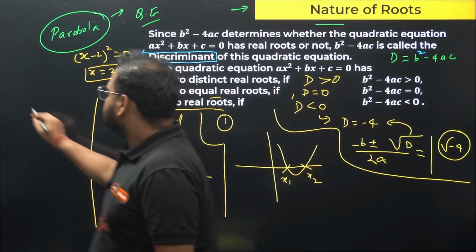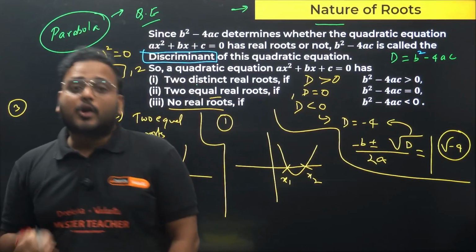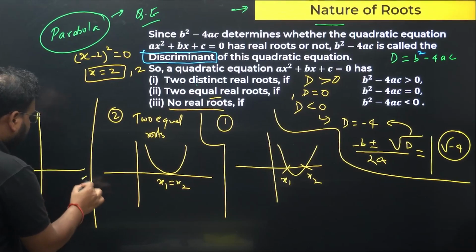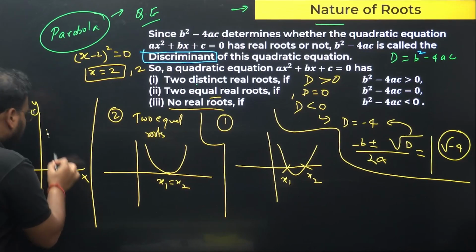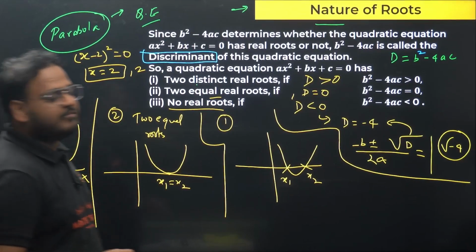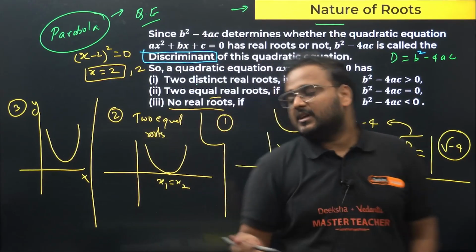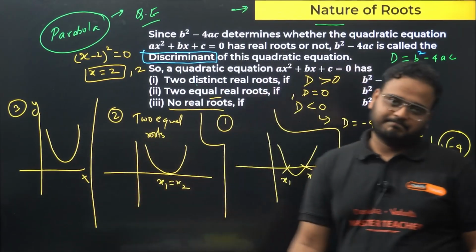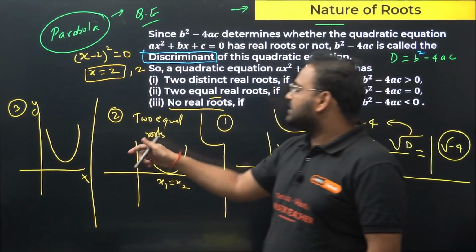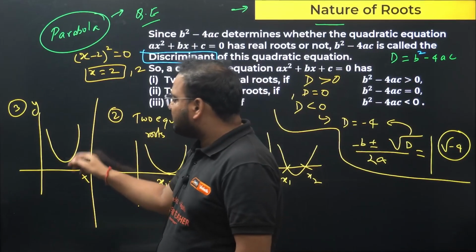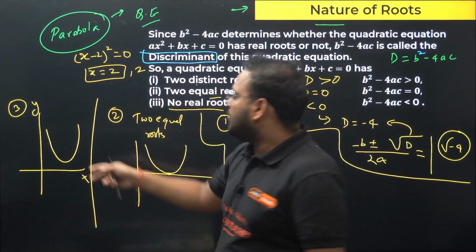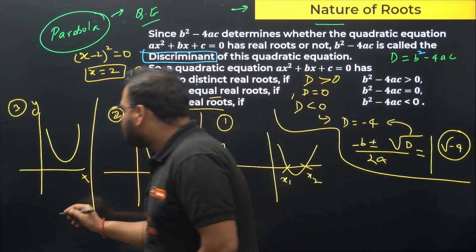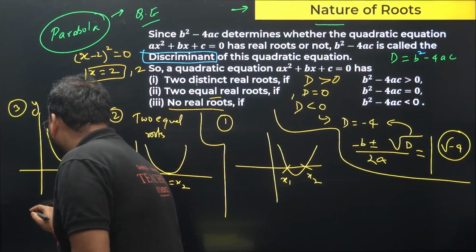Case number 3, which is not real roots. In that case, what happens? If this is my x-axis and y-axis, the graph will never touch the x-axis. Means there is no value of x for the given quadratic equation. So basically, where the graph touches the x-axis, there is no such point. It will always be above the x-axis. This is called imaginary or not real roots.